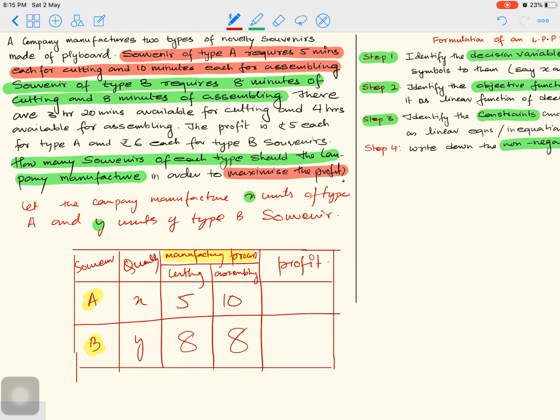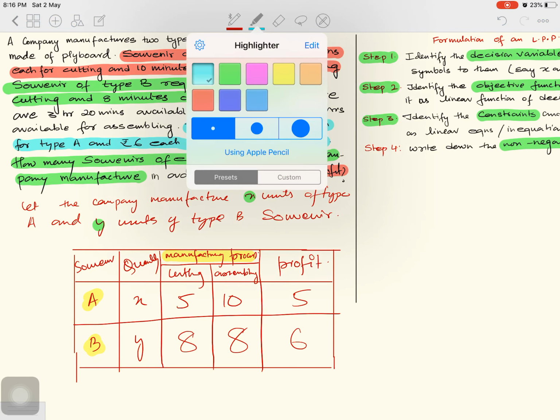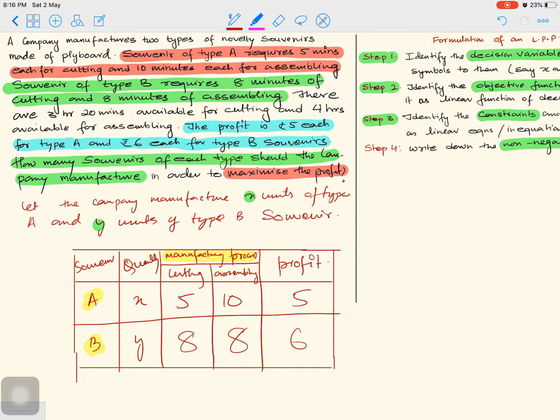And profit, let's fill up the profit column as well. The profit is ₹5 for type A and ₹6 for type B souvenirs. Let's fill it up: that's ₹5 for type A and ₹6 for type B. Okay, did we miss anything? Yes, we have total availability. Let me see here again. There are 3 hours 20 minutes available for cutting and 4 hours available for assembling. So we have to fill this up as well.